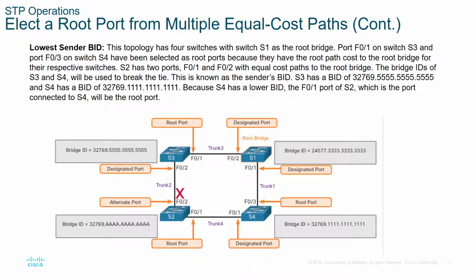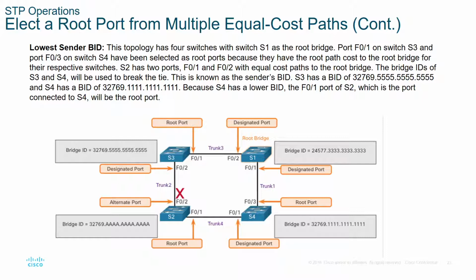So, elect a root port from multiple equal cost paths. The tiebreaker is the lowest sender bridge ID. In this topology you have 4 switches with switch 1 as the root bridge. Port Fast Ethernet 1 on switch 3 and port Fast Ethernet 3 on switch 4 have been selected as root ports because they have the lowest root path cost to the root bridge for their respective switches.